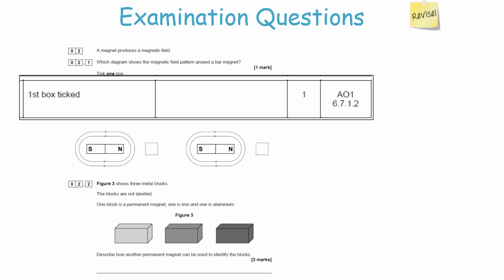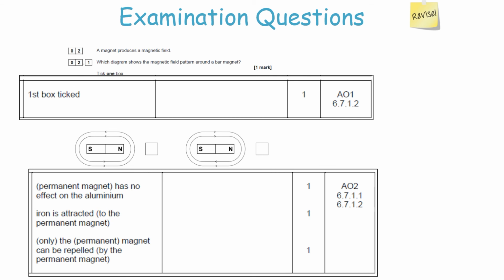The next one again is a very important question type because it's asking how you can identify different materials using a permanent magnet. The important thing to note is firstly you've got to identify what things are magnetic materials and what are not. Iron is a magnetic material whilst aluminium is not. So what you would say is aluminium would have no effect from the permanent magnet because it's not a magnetic material. The next idea is very key and very crucial: magnetic materials such as iron can only ever be attracted to a magnet.